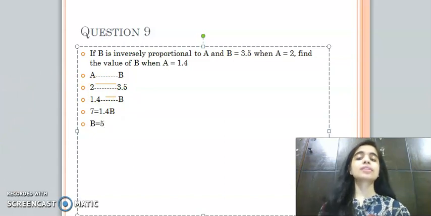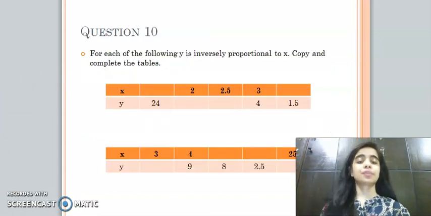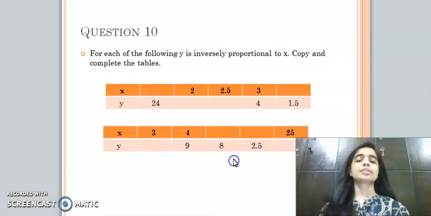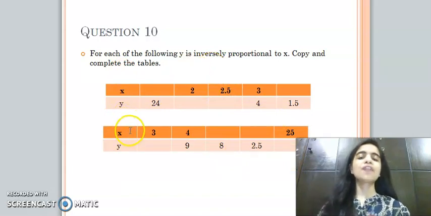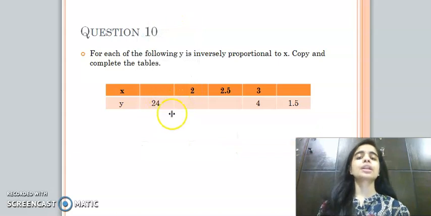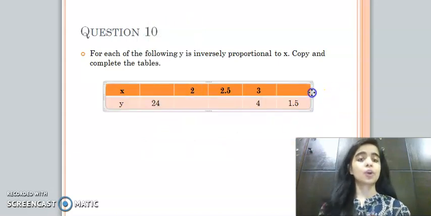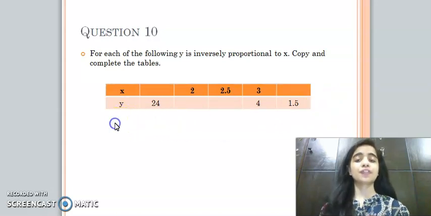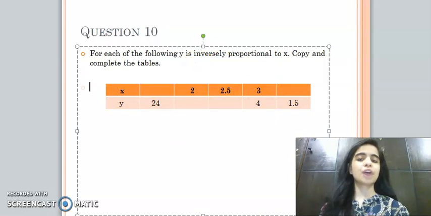Now let's do question number 10. Let me take this table here. For each of the following, Y is inversely proportional to X. Copy and complete the table. Now, if I see this first table, we should find the value of K. So let's figure out the value of K first. We have these values complete, so we can easily figure out the value of K.